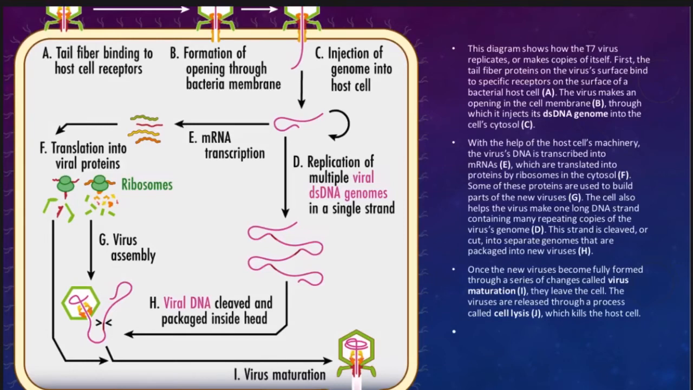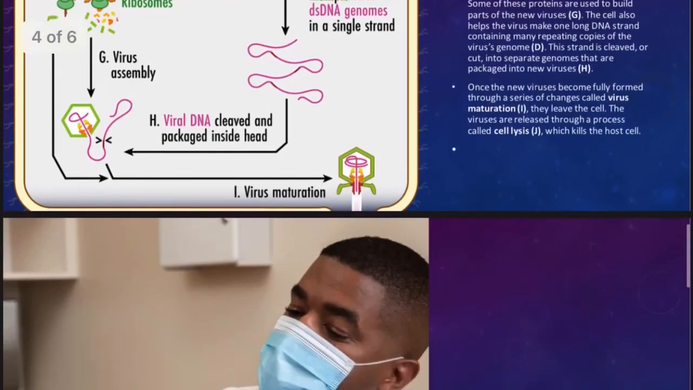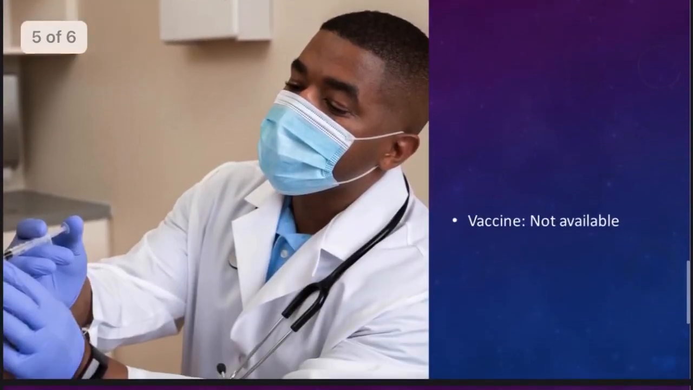Once the new viruses become fully formed through a series of changes called virus maturation, they leave the cell. The viruses are released through a process called cell lysis, which kills the host cell. A vaccine for the T7 virus is not yet available.